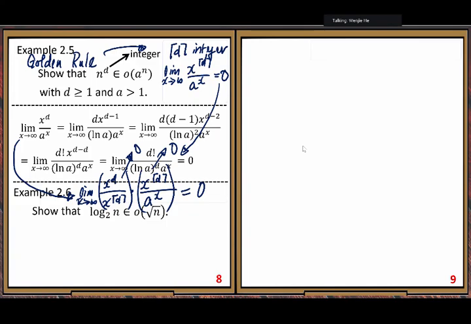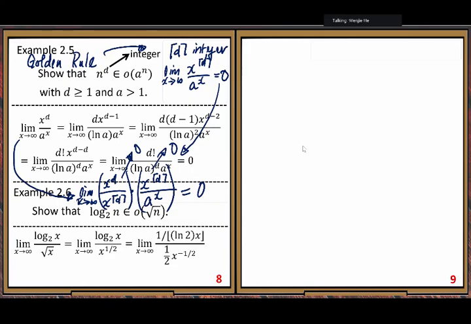Example number 6. Log base 2 of n belongs to little o of root n. Use L'Hopital's rule. Just do the calculation. Here I do not explain the intermediate thinking part, because we repeat it many times. Take the derivative of the numerator and the denominator.